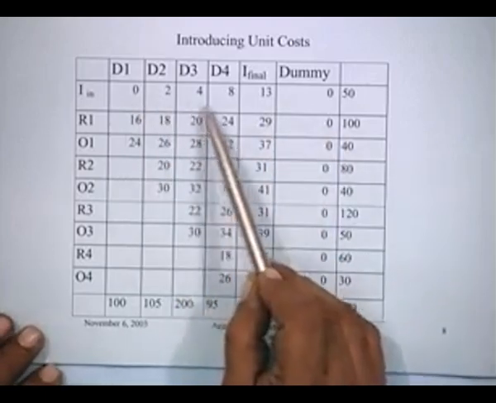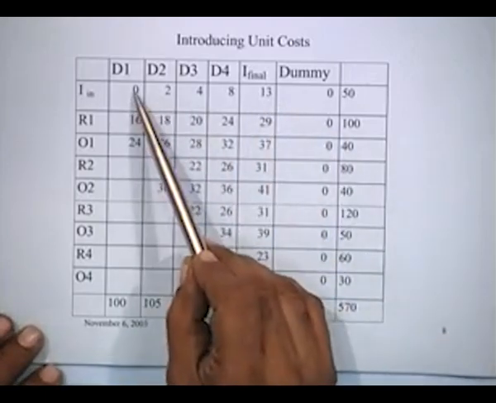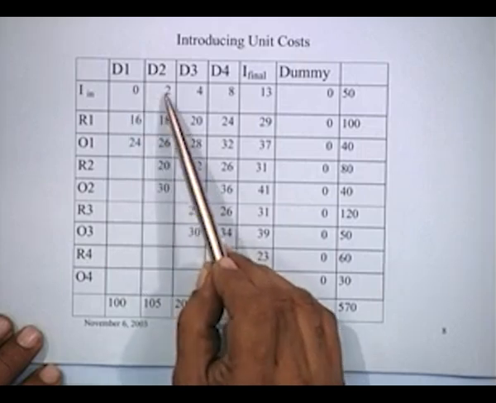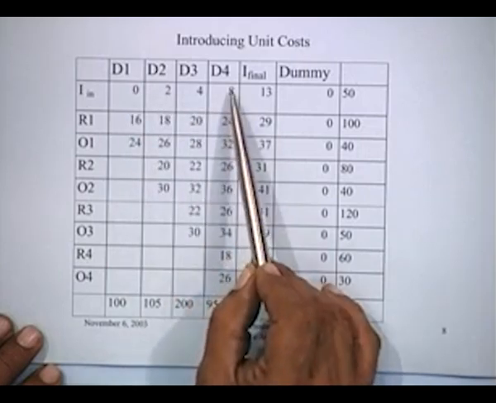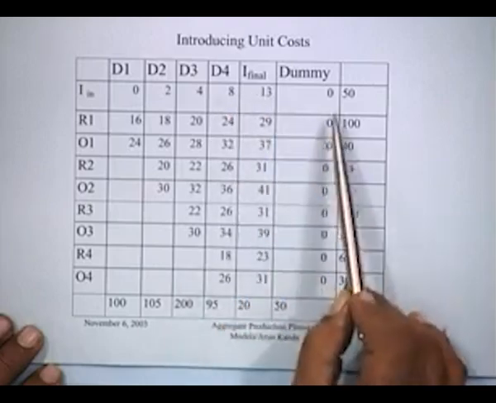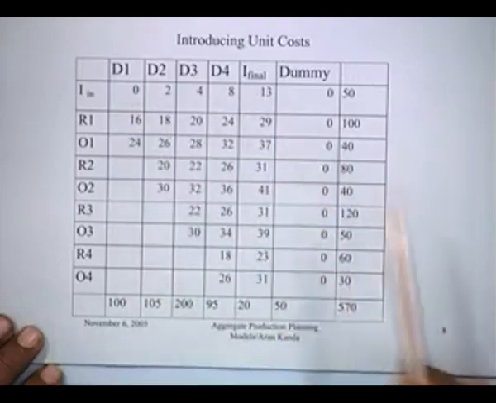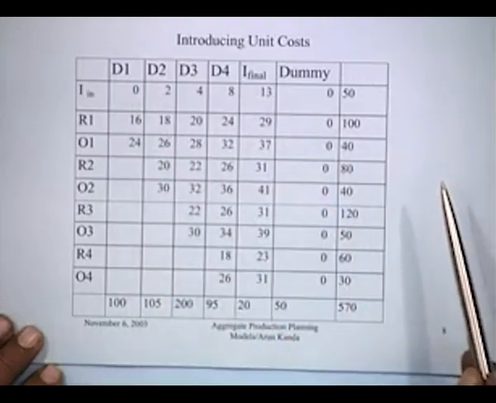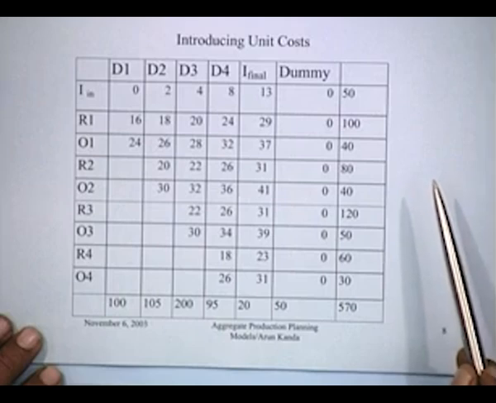So these are the values if it is consumed in the first period, in the second period, in the third period, in the fourth period, and so on. You find that the costs will tend to increase progressively this way because of the increased holding costs.